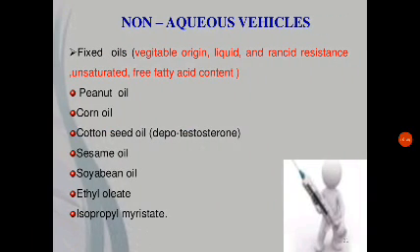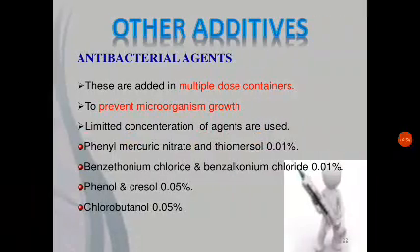The non-aqueous vehicles mainly include oils, mainly mixed oils: peanut oil, corn oil, cottonseed oil, sesame oil, soybean oil, etc. are some of them. Now the other added substances include, first one, antibacterial agents. These are added in multiple dose containers and their primary function is to prevent microbial growth.